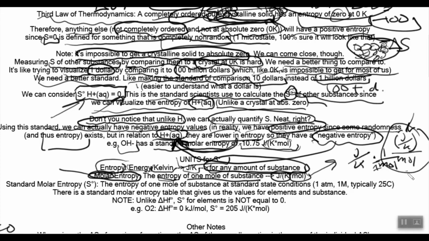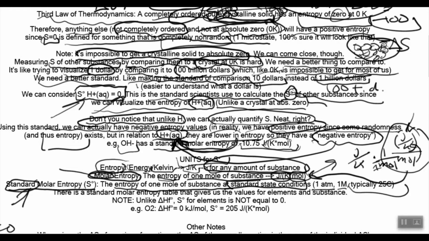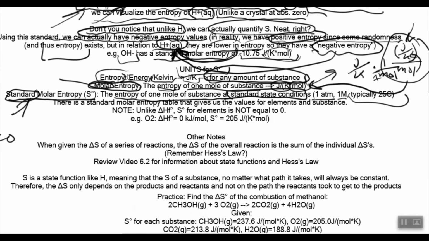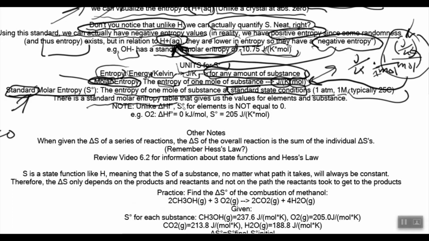And if you simplify this, you actually just get that. You just put the moles, and you multiply it by the K on the denominator. Now, a standard molar entropy, notice how there's an extra word there, is the entropy of 1 mole of substance at standard state conditions. That's what it means to be standard. And if you remember, it's 1 atm, 1 molar, and typically 25 degrees Celsius, which is the temperature that scientists have easy access to. Now, we actually have a standard molar entropy table that gives us the values for elements and substances, which is cool.